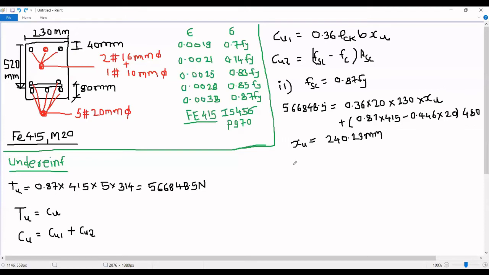Now let us calculate the position of neutral axis at failure if this section would have been designed as balanced section. So XUB is equal to KUB multiplied by effective depth, which is equal to 520 mm. We know that for Fe415 steel, the value of KUB is equal to 0.48. So 0.48 into 520 turns out to be equal to 249.6 mm.